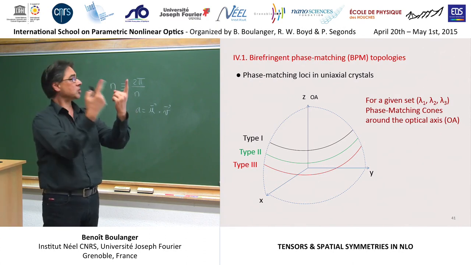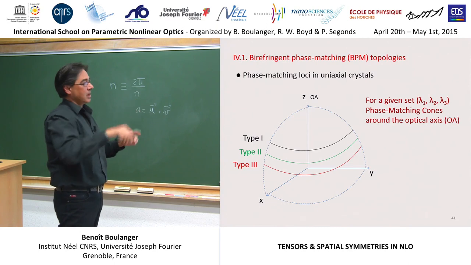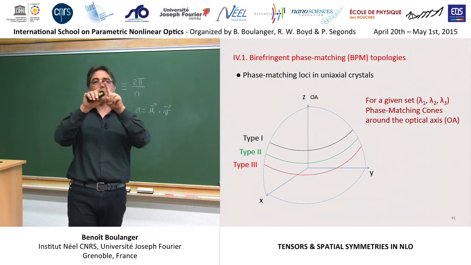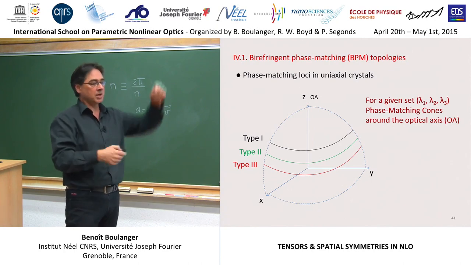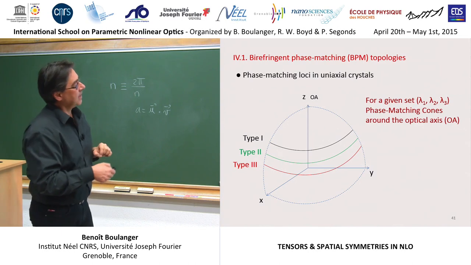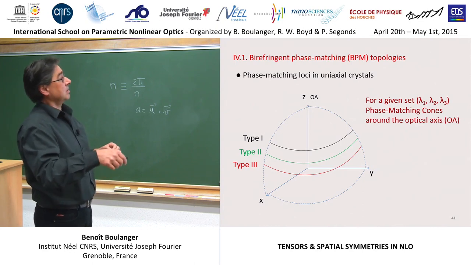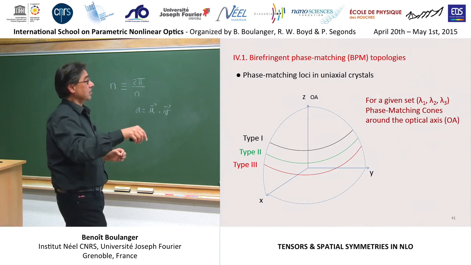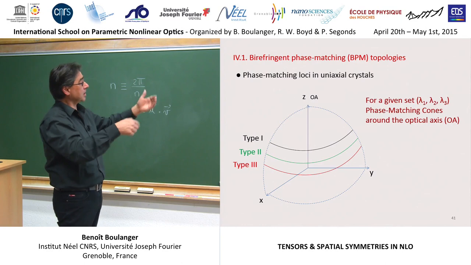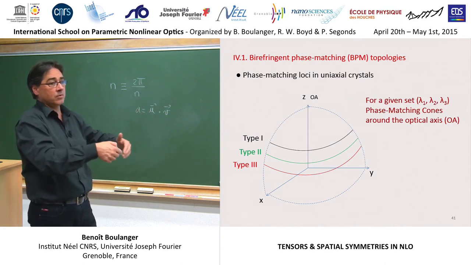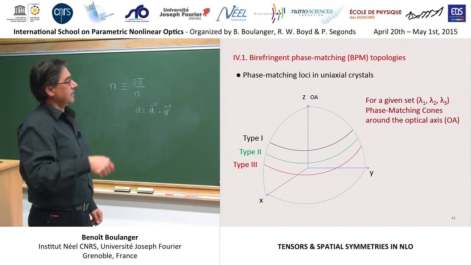So the phase matching directions in a uniaxial crystal, I begin with the example of a uniaxial crystal. As I told you yesterday, the phase matching directions describe cones surrounding the z-axis, which is the optical axis, that is to say the direction joining the two umbilics of the index surface. For the same triplet, you can have these three cones, that is to say an infinity of directions allowing type 1, type 2, type 3. If you are lucky, you have all the three types.